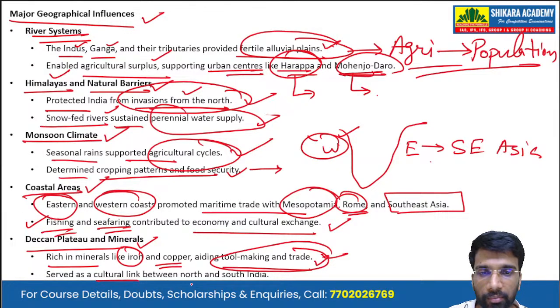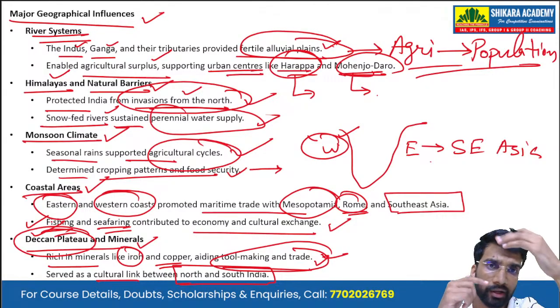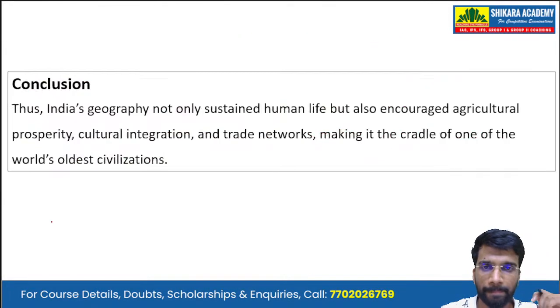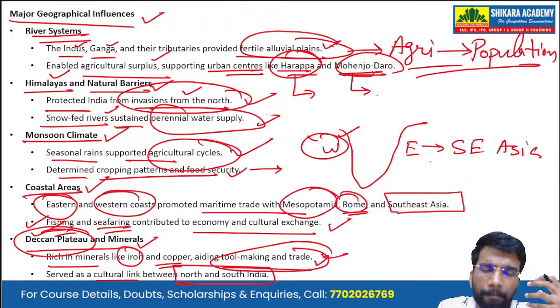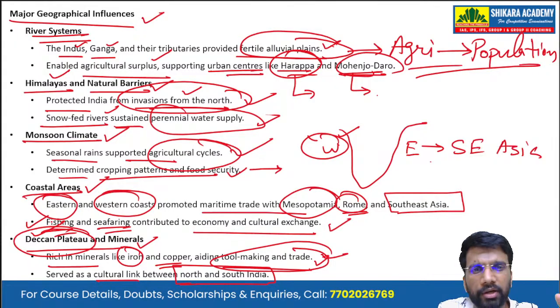And it served as a cultural link between North and South India. So this Deccan Plateau is the link between the northern plains as well as southern India. Then, in conclusion, for a very impactful answer, you can also draw a map of India and highlight these various physical features. You can highlight the Himalayas in the north, then the northern plains, the coastal regions, the Deccan Plateau, and just make a label of the things that they contributed. So that will fetch you a mark more than the competition.